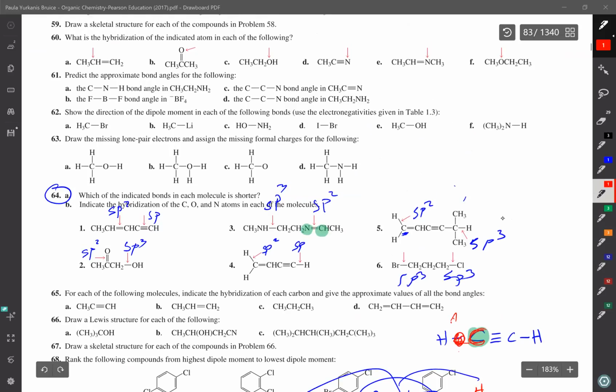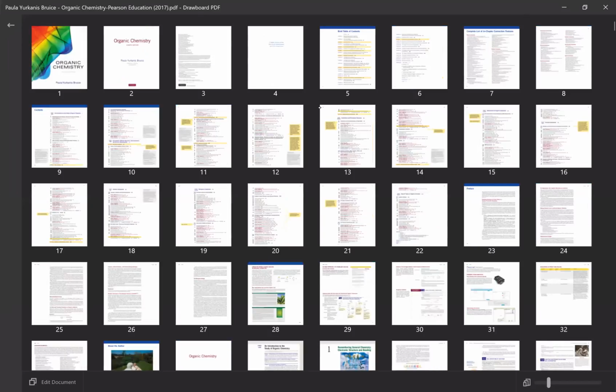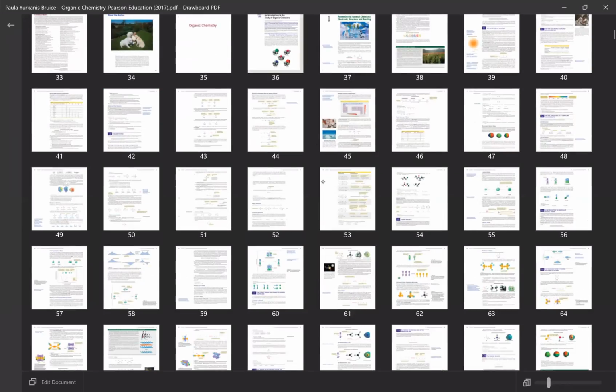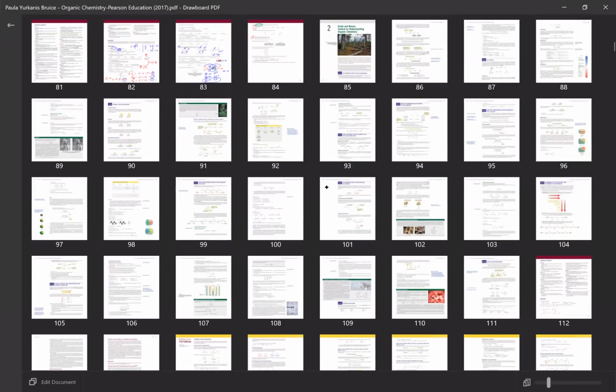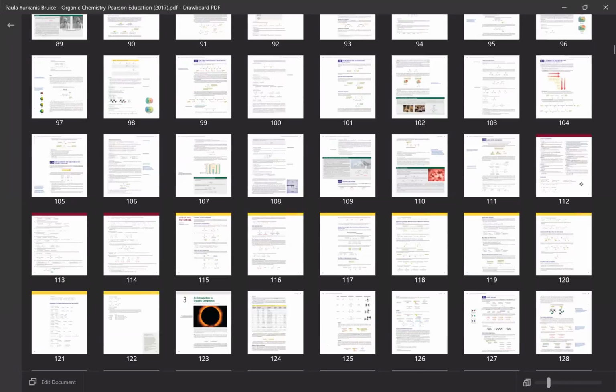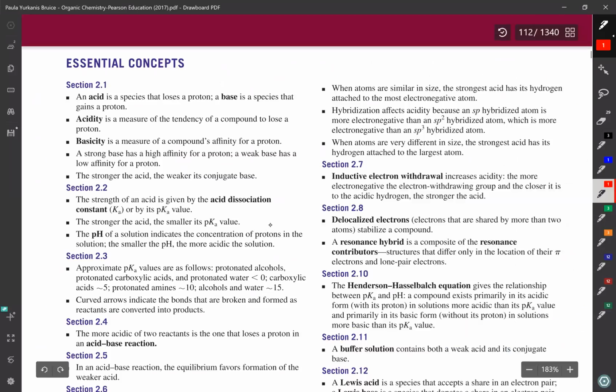Any other question for chapter 1 before we move to chapter 2? Okay, in the absence of questions, let me go to the end of chapter 2 and see what we can do there. This is in chapter 2.